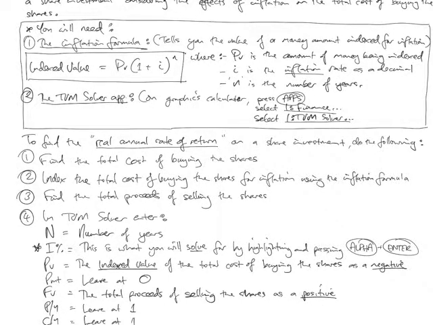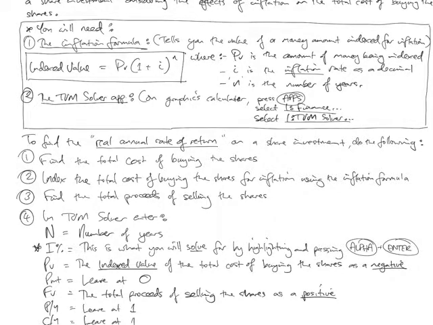You'll need to be able to use the following inflation formula, and this formula tells you the value of a certain amount of money once you've indexed it for inflation. So you're basically finding out how much this money is worth after its value is increased over time due to inflation. So the index value is going to be PV, bracket 1 plus I, to the power of n. PV is the amount of money being indexed. I is the inflation rate as a decimal, and n is the number of years that the amount is being inflated.